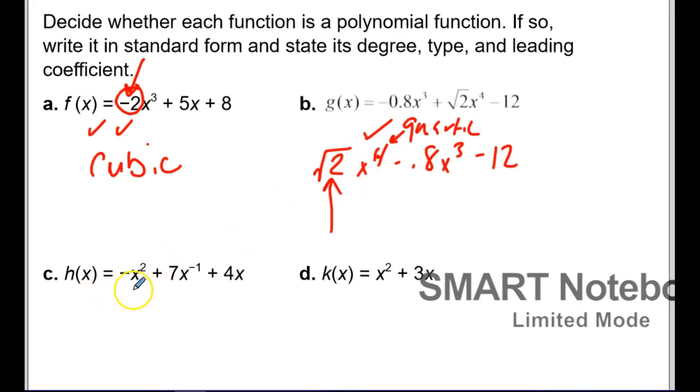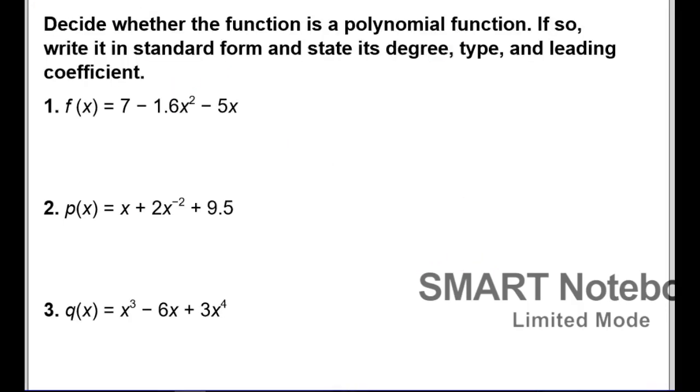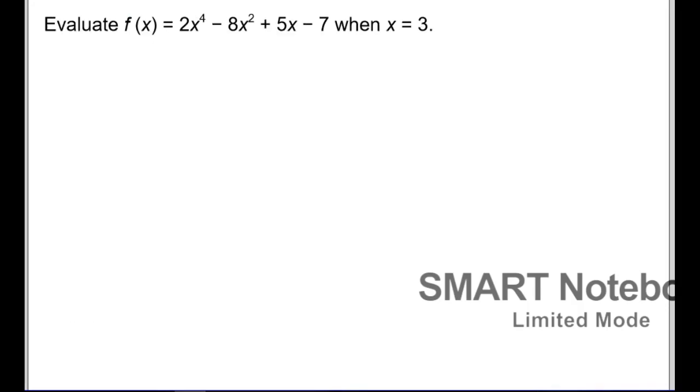So let's look at C. The first thing I notice about C is I have this negative exponent. Whenever I have a negative exponent, that is not a polynomial function. Okay. Ooh, and in your book, you'll see that this looks a little differently. This is actually x squared plus 3 to the x power. Okay. So again, I see my exponent here is not a whole number. It's a variable, so that is not a polynomial function. So look at these and see what you think. And if they are polynomials, how can you write them in standard form?